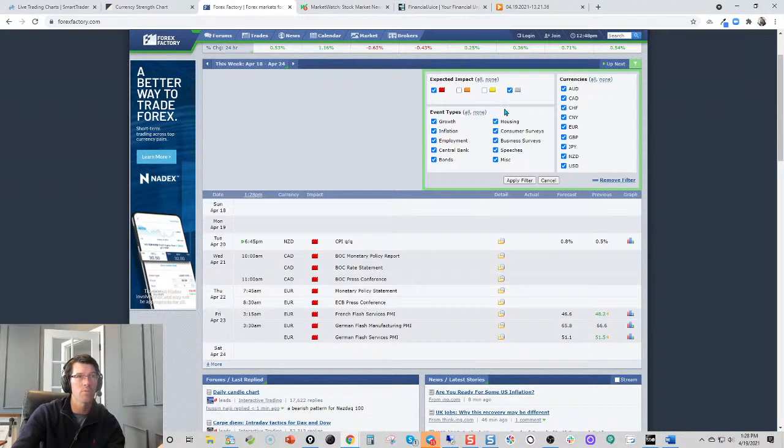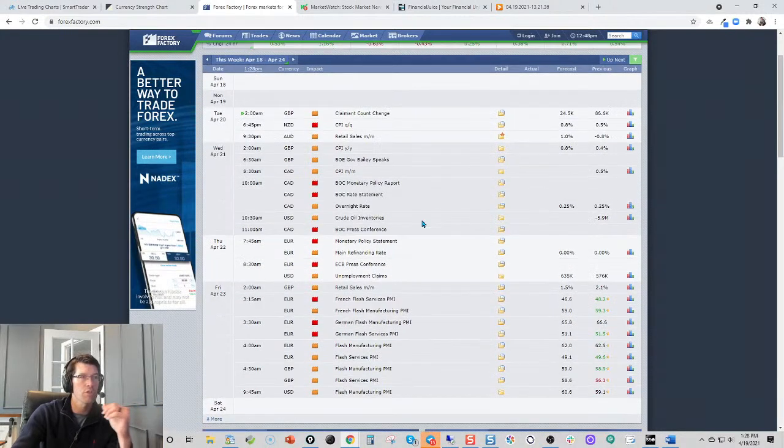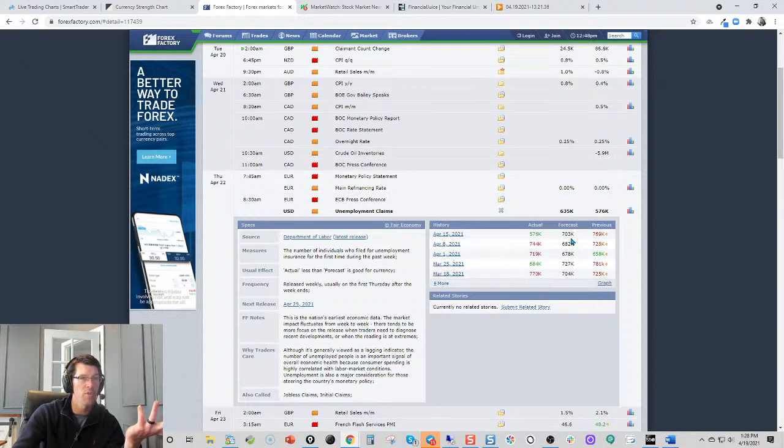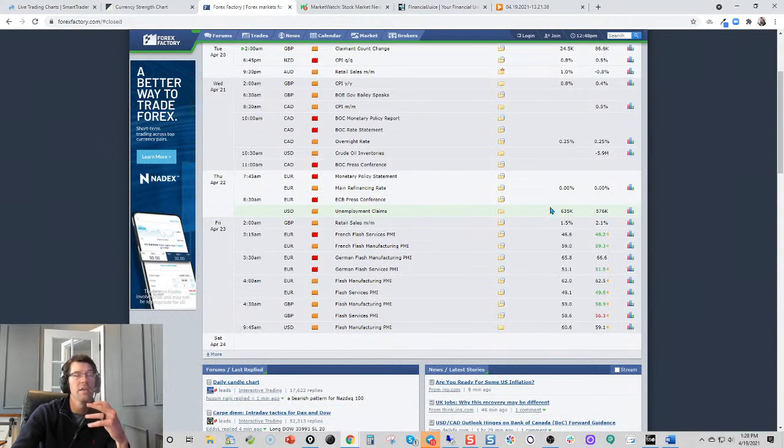If I go to medium impact, we'll see that. Let's go medium impact here. Look at Thursday. Okay, main refinancing rate expected to stay the same at 0%. Unemployment claims for the U.S. last week was better than expected, right? Last week forecast of 703 came in 576. So if we see job numbers looking better for the U.S., okay, fine. We'll see what risk appetite looks like in the stock market this week.